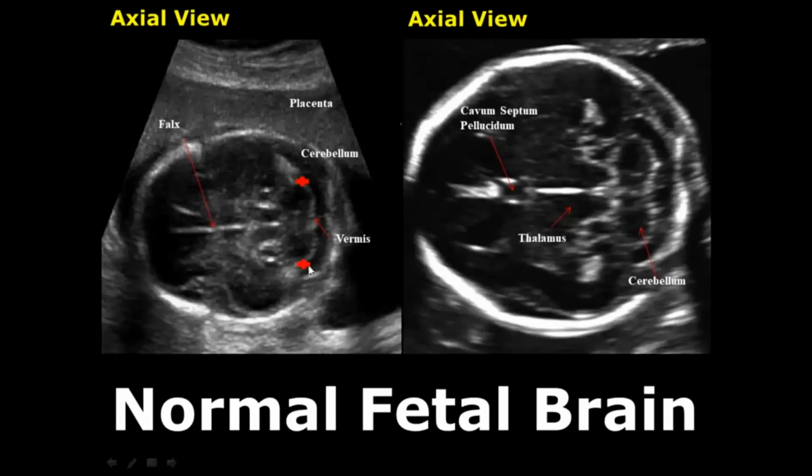And the posterior fossa, this is the posterior fossa. And this bilobed structure is the cerebellum, and it is covered by the cerebellar vermis. And over here, this is a slightly different level, and this is the cavum septi pellucidum. It is an anechoic rectangular structure in front of the thalamus, and these hypoechoic structures are the thalami on either side of the falx cerebri in front of the cerebellum.